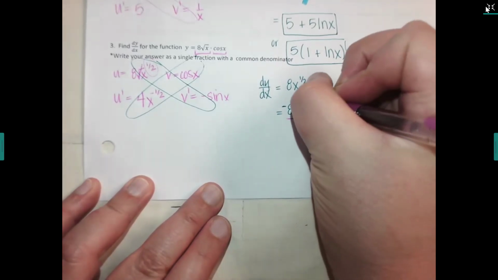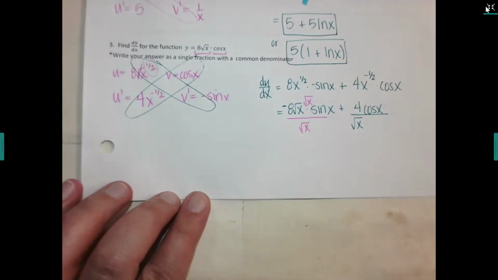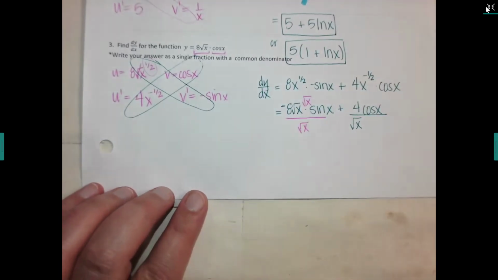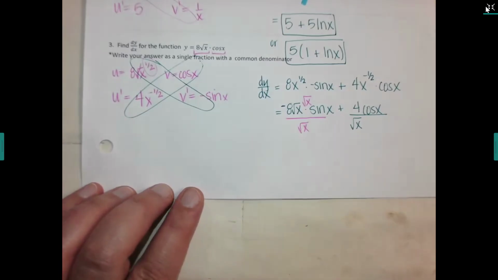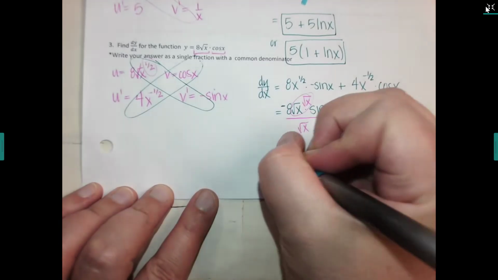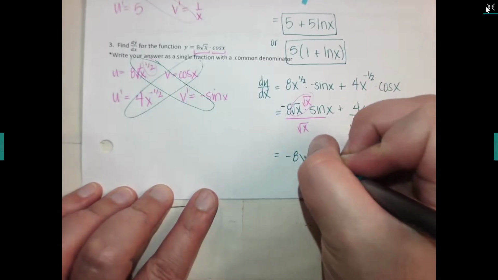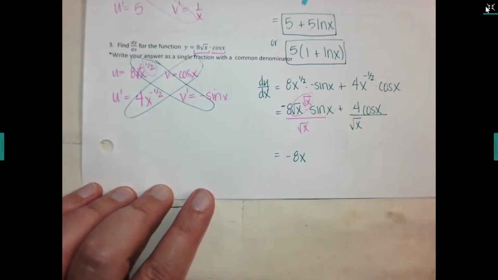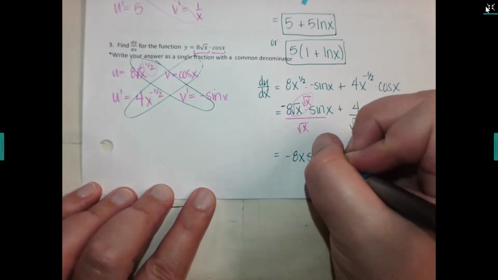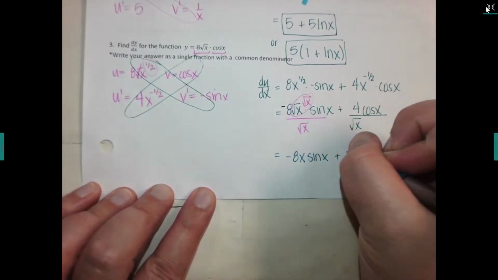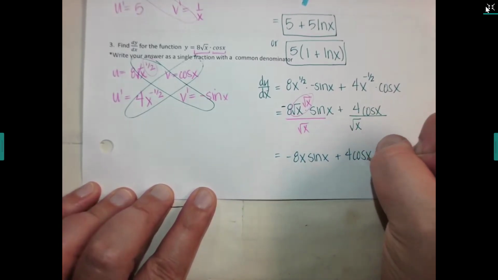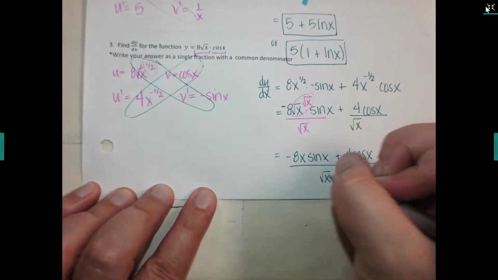Bless you. And I'm going to also multiply 1 on top. Yeah, sure. And then what is the root x times the other root x? A full x now. Very good. So that'd be a minus 8x sine x plus 4 cosine x over square root x.